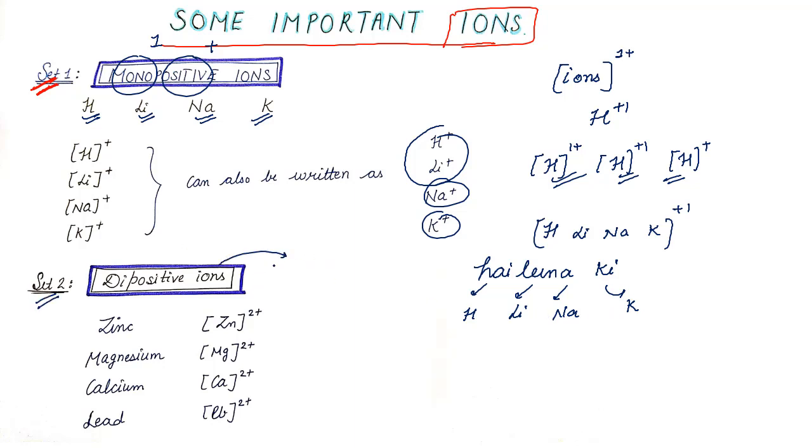Moving further to the dipositive ions. These are the ions which have a total of +2 charge. The examples are zinc 2+, Mg 2+, calcium 2+, lead 2+. Do not forget, lead is written as Lead, but the symbol is Pb, and Pb will have a total of +2 charge. I don't have a mnemonic for this because all of these are very simple. So you have to remember zinc, magnesium, calcium, lead, all will be in +2 charges. I hope this much is also clear.